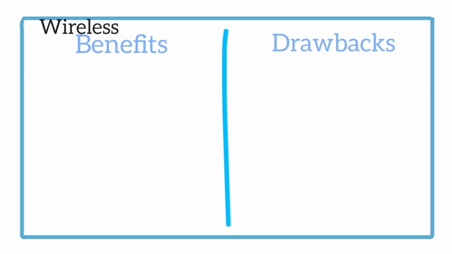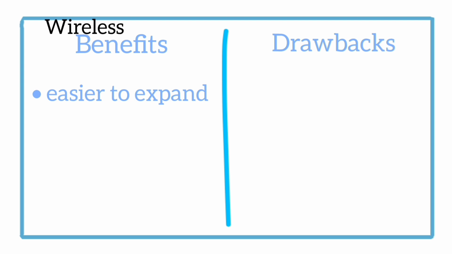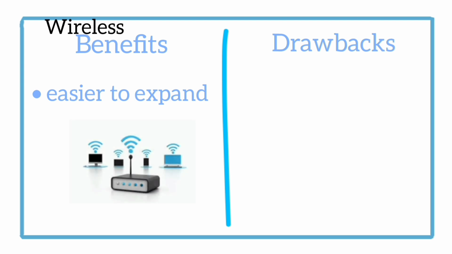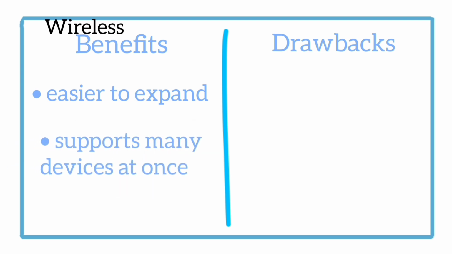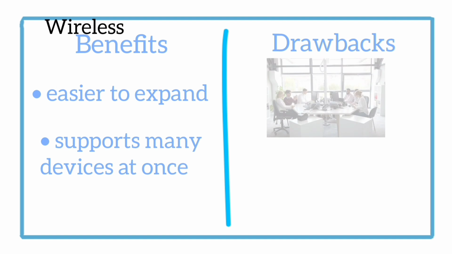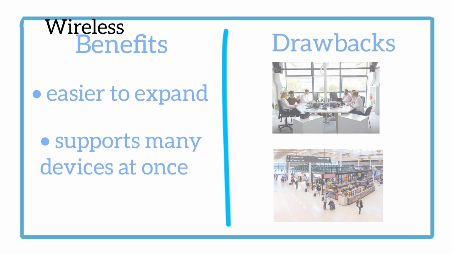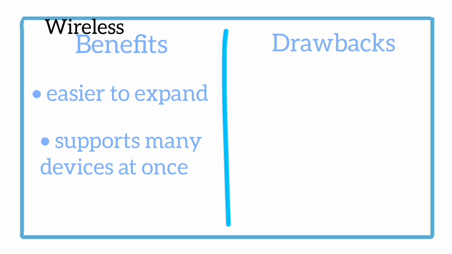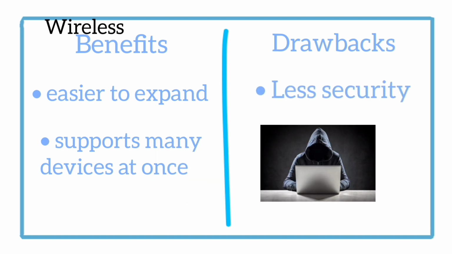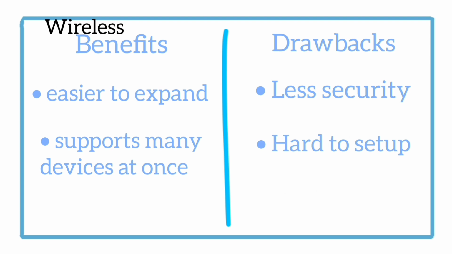For wireless networks, the benefits include easier to expand coverage in large or hard to reach areas, and supports many devices at once, great for offices or public areas. But there are some cons too. Wireless signals can be intercepted more easily, making them less secure. It may also be harder to set up properly without the right configuration.